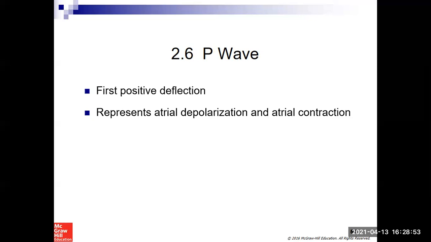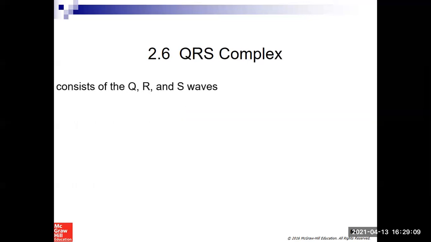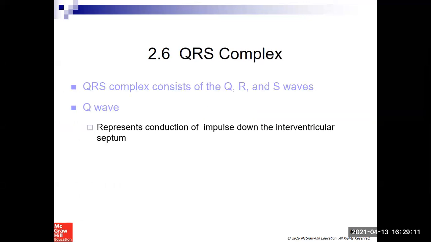It represents atrial depolarization, I'm sorry, not repolarization, depolarization, and atrial contraction, your P wave. It is small compared to other ECG waves. Your QRS complex consists of a Q wave, an R wave, and an S wave.